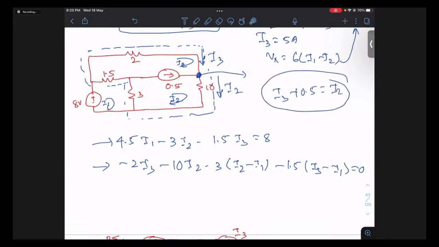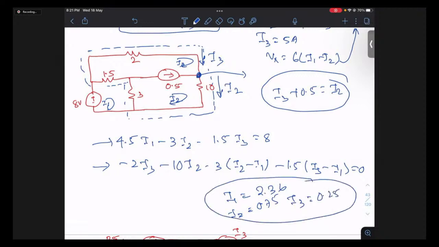I3 is equal to I3 plus 0.5, the incoming currents are equal to the outgoing currents. So these are the 3 equations. You can simplify these 3 and get the corresponding answer. If you do that, the value of I1 you are supposed to get is 2.36. The value of I2 is 0.75, and the value of I3 is basically 0.25. So this is the solution of these 3 equations of this circuit.